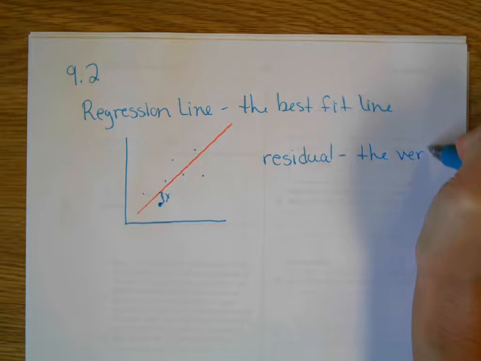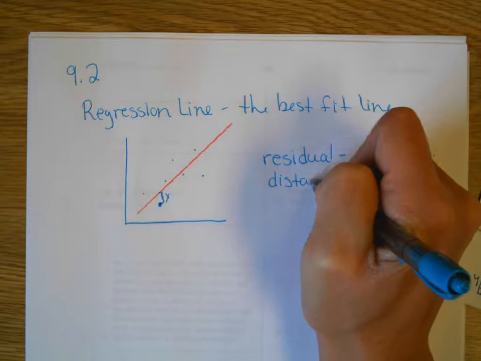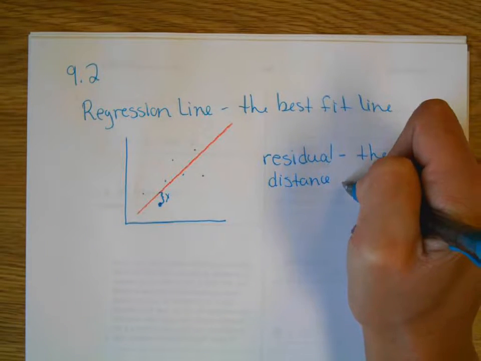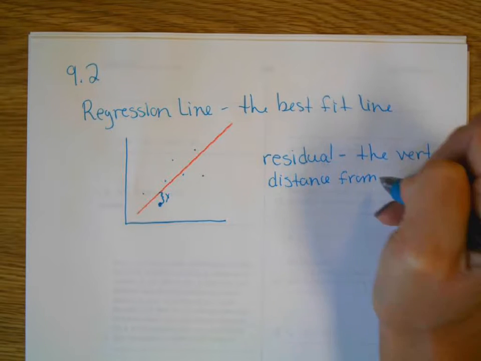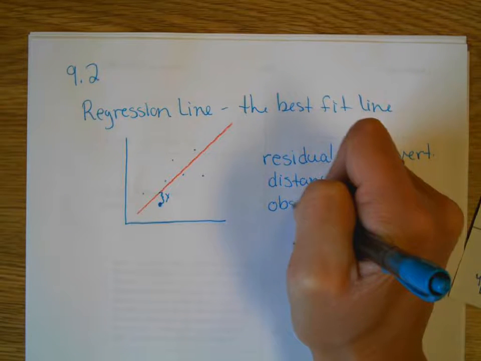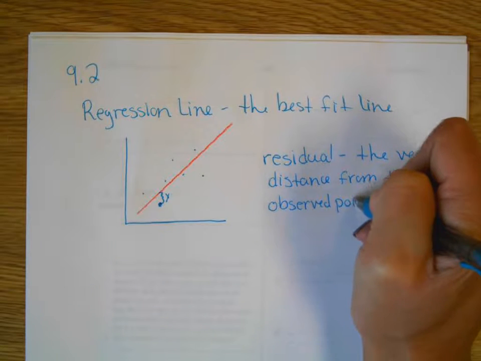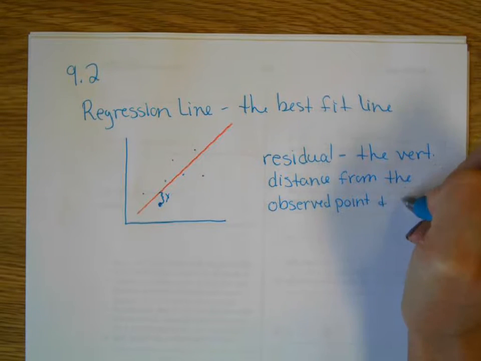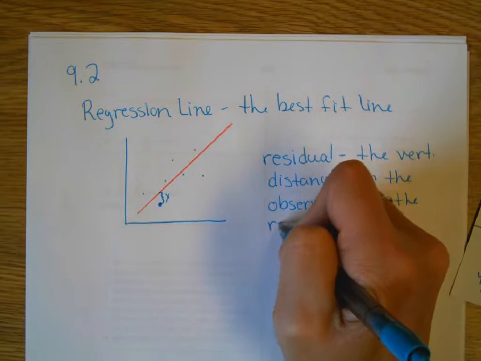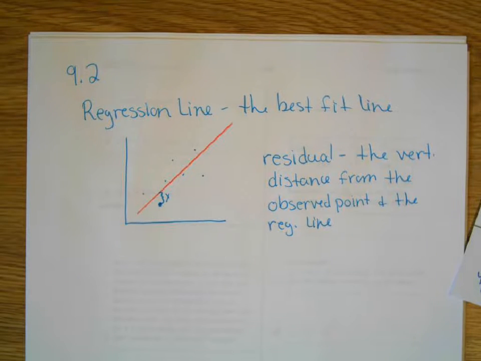It's the vertical distance from the observed point and the regression line. And the goal, like I said, is to minimize that total distance.